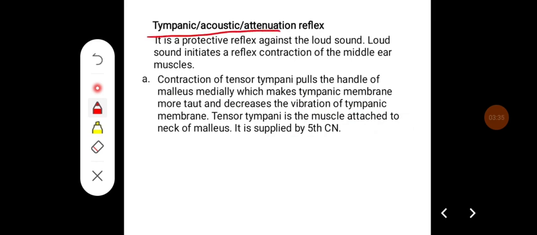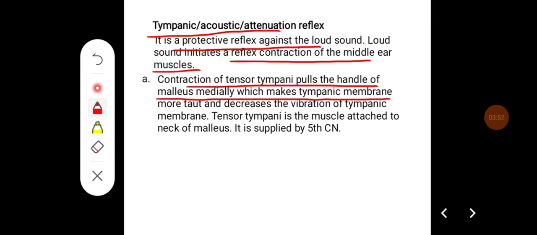Tympanic or acoustic or attenuation reflex. It is a protective reflex against loud sound. Loud sound initiates a reflex contraction of middle ear muscles. First, it causes the contraction of the tensor tympani, which pulls the handle of the malleus immediately, which makes the tympanic membrane more taut and decreases the vibration of tympanic membrane.